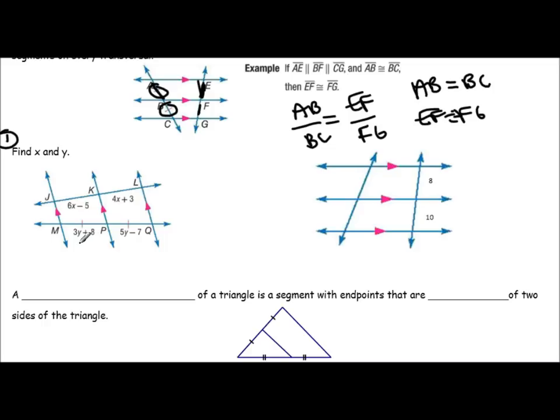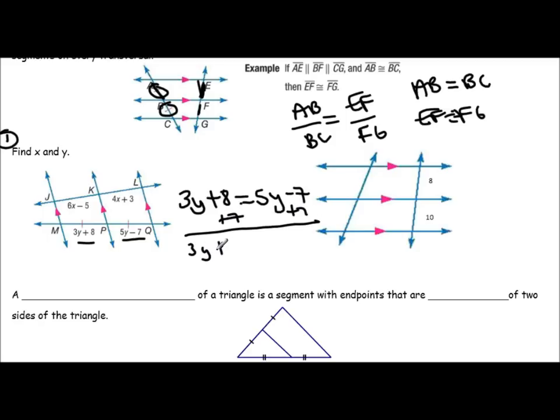So in the first example where it says find x and y, we can do one of 2 things, but since they've combined the x's and the y's, and these 3 lines are parallel, and these 2 segments are congruent, our first step would be to follow the fact that these are congruent. So we would set 3y plus 8 equal to 5y minus 7. I would add 7 to both sides of my equation, and I would get 3y plus 15 equals 5y. Subtract 3y from both sides of my equation, and I'll get 15 equals 2y. Divide by 2, so I get y equals 7.5.